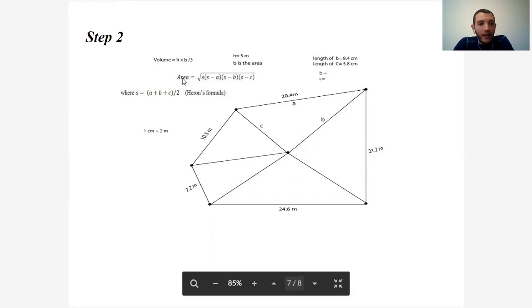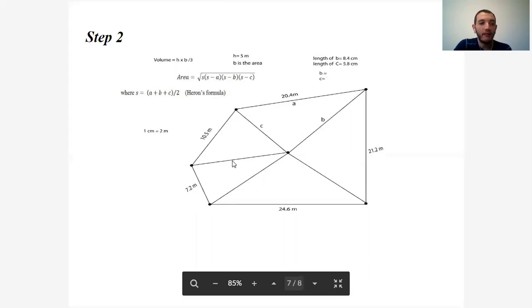B is the area. So I have to use this calculation, and I have to define A, B, C, and S. To define S, I have to do this calculation: A plus B plus C divided by 2. And when I find S, I have to find the area, or B, using this calculation. A represents the edges. In this small polygon, A is 24, in this one A is 10.5 meters, and in this one A is 7.2 meters. So A is already given in the table. I have to define B and C.